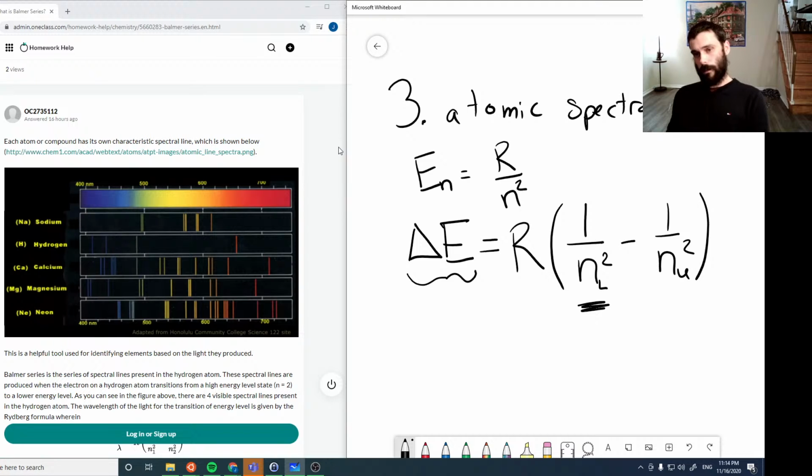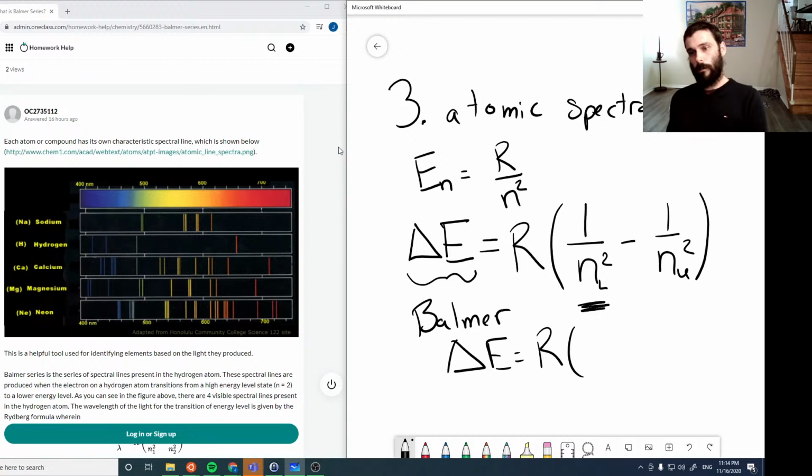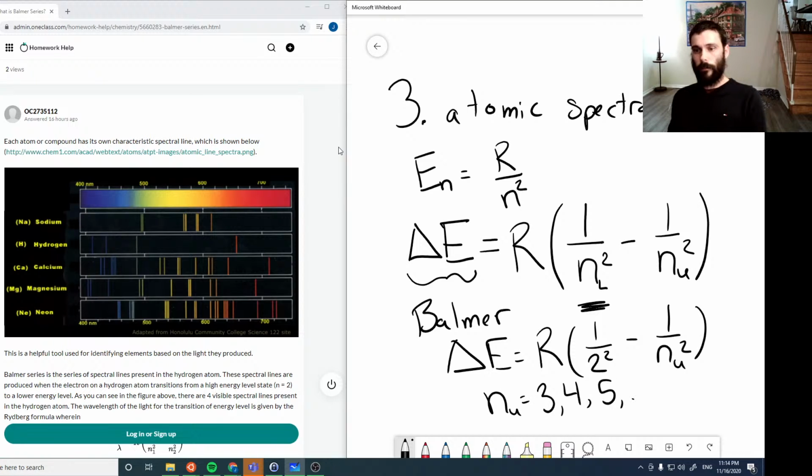And so to actually answer the question here, which is what is the Balmer series, the Balmer series are all the transitions where the lower level is 2. So they'll always have this form. And they always come from an upper level because they're emission lines as opposed to absorption lines. Or at least they're observed in emission. So that means that the n upper here is some integer above 2, so 3, 4, 5, etc.